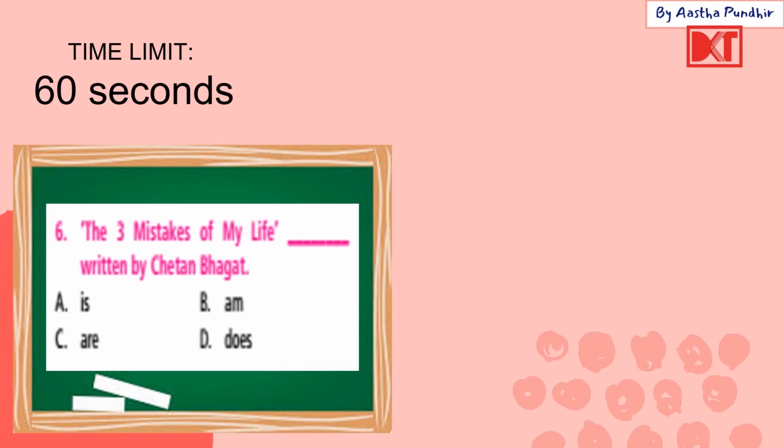Okay, now next up, The Three Mistakes of My Life dash written by Chetan Bhagat. Is written by, am written by, are written by or does written by. Pretty easy. The correct answer is written by. We're just talking about a general statement, a general truth. Okay, The Three Mistakes of My Life is written by Chetan Bhagat. Then we have am. Am is used with I. Then are and does, both of them don't fit as well. Correct answer is: Three Mistakes of My Life, this is third person singular neutral. That's why is.